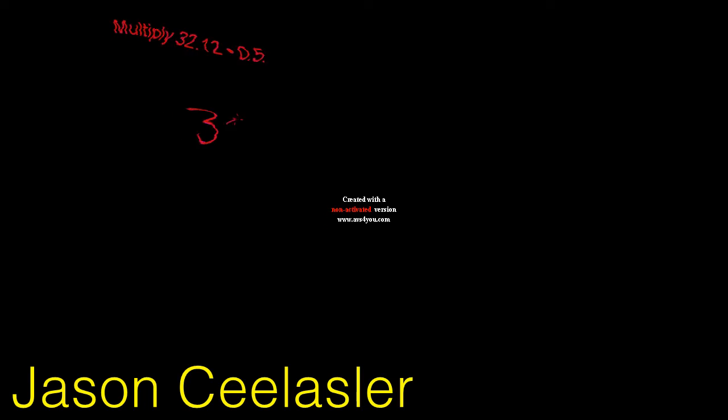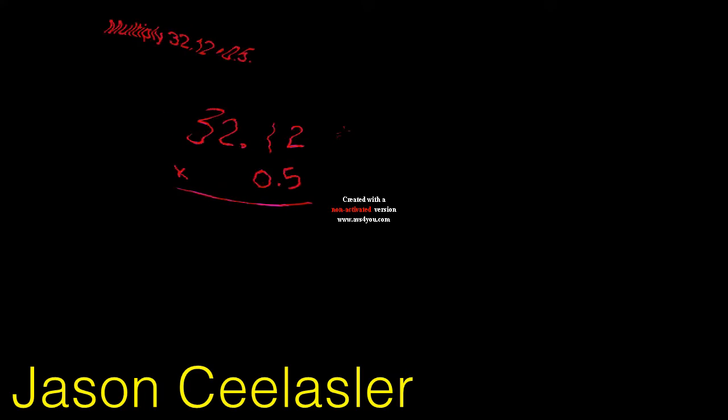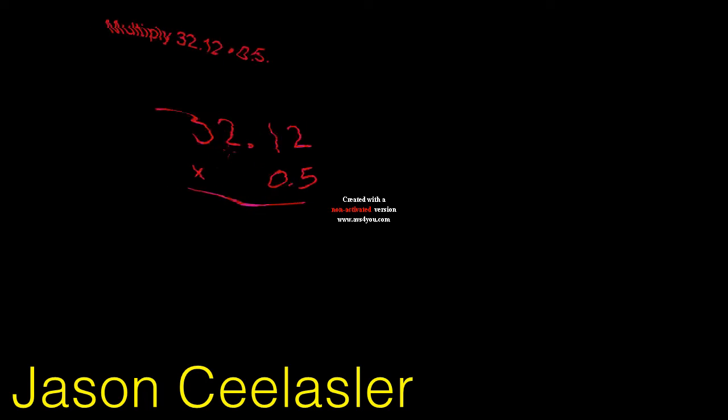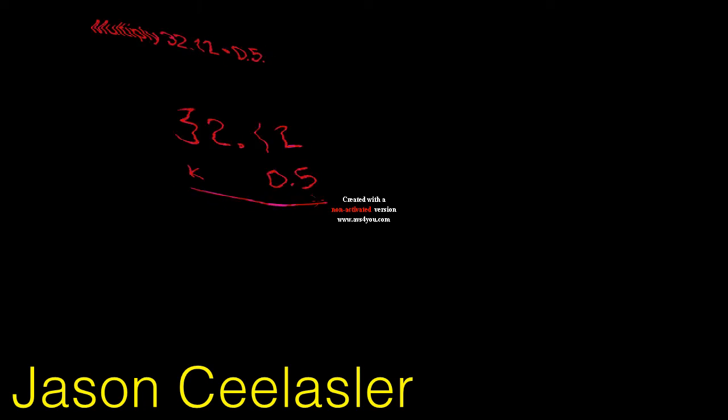So let's just multiply these two numbers. So we have 32.12 times 0.5. And when you write them out, you can just push both of them all the way to the right. You can almost ignore the decimal right now, and write the decimal where it belongs later. You can almost pretend that this is 3,212 times 5, and then we'll worry about the decimals in a second.